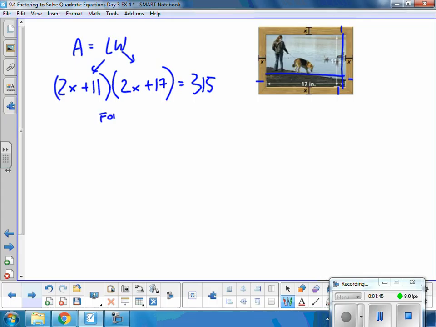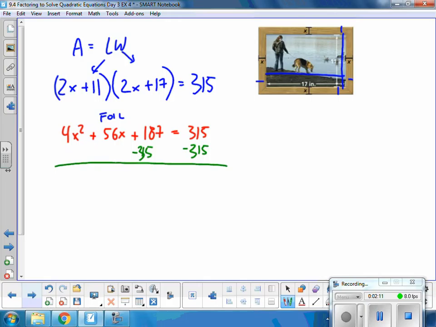So I'm going to FOIL it. And I end up with 4x squared plus 56x plus 187 equals my 315. I'm going to go ahead and subtract 315 from both sides and get 4x squared plus 56x minus 128 equals 0.